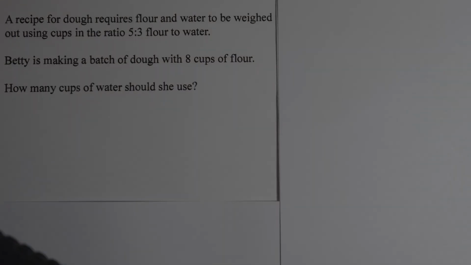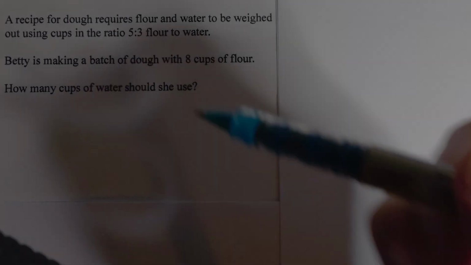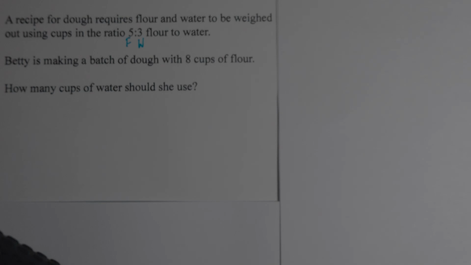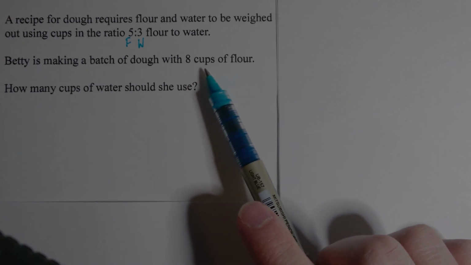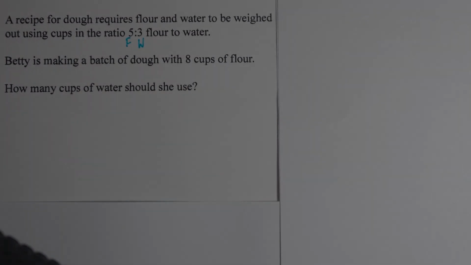Right, now finally, this is a different example again where we've got a recipe for dough. Now the dough is made just of flour and water. It's a very simple dough, and it is in using cups in the ratio 5:3 flour to water. So it's 5 parts flour, 3 parts water. That's the order it goes in. Betty wants to make a batch of dough, and she's got 8 cups of flour to use. So I need to know, well, how much water should go with these 8 cups so it's in the right ratio, so we make the dough correctly.